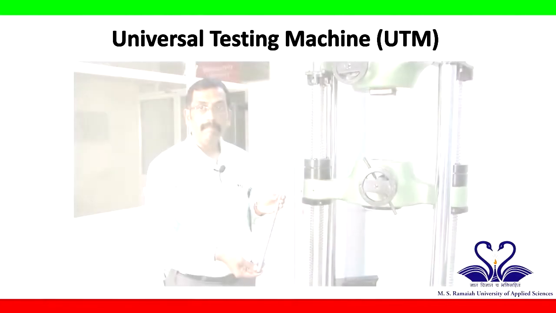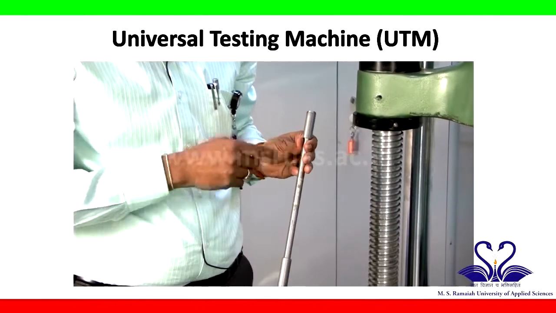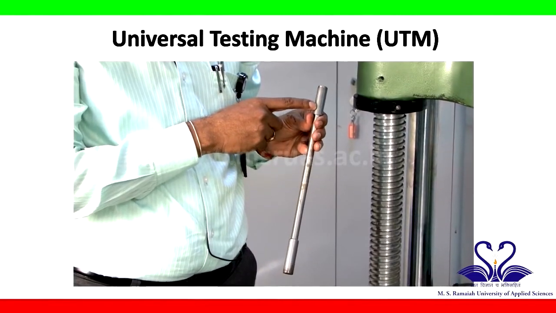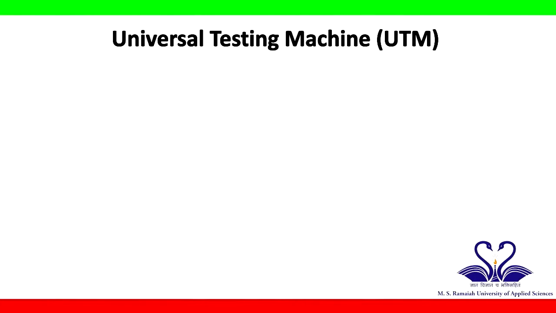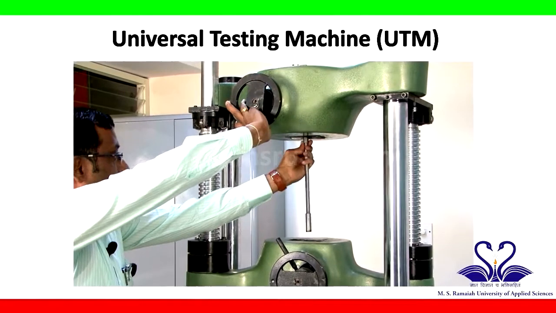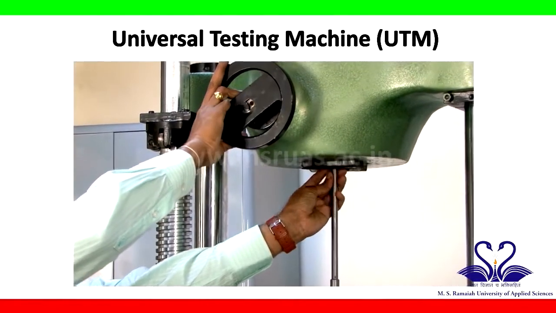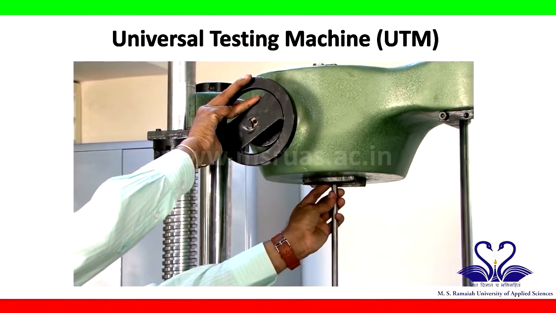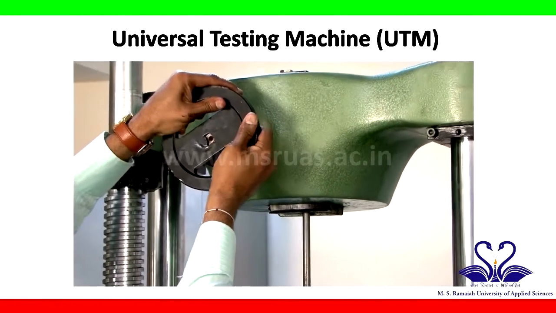I have taken the mild steel sample to carry out tensile test. These are the gripper areas. This will get fixed in the upper gripping area and this one in the middle gripping area. You can see that this gripping area will sit in the upper jaws. We have to ensure that gauge length is not disturbed. After it is held, it has to be securely tightened.